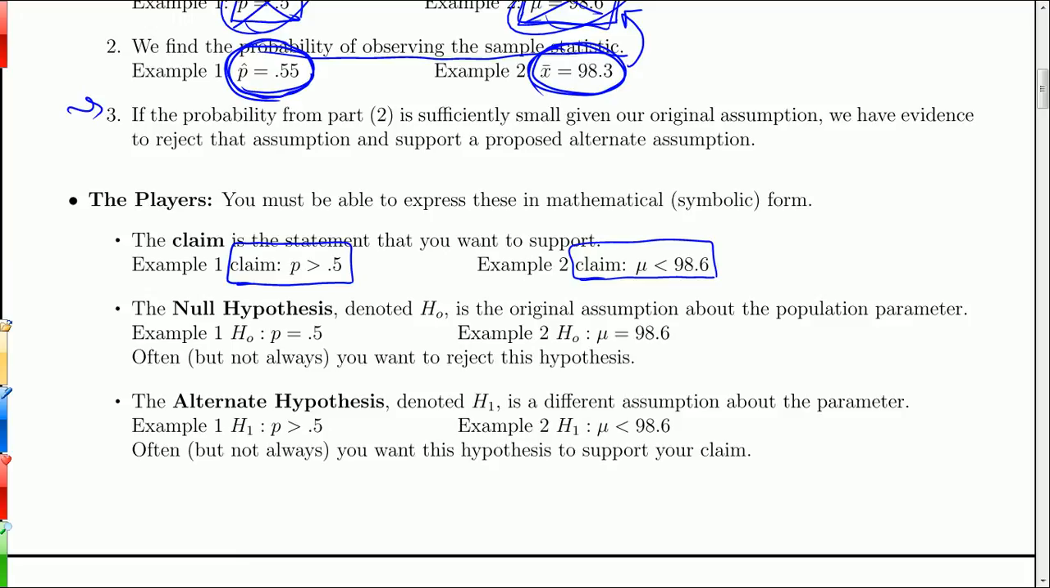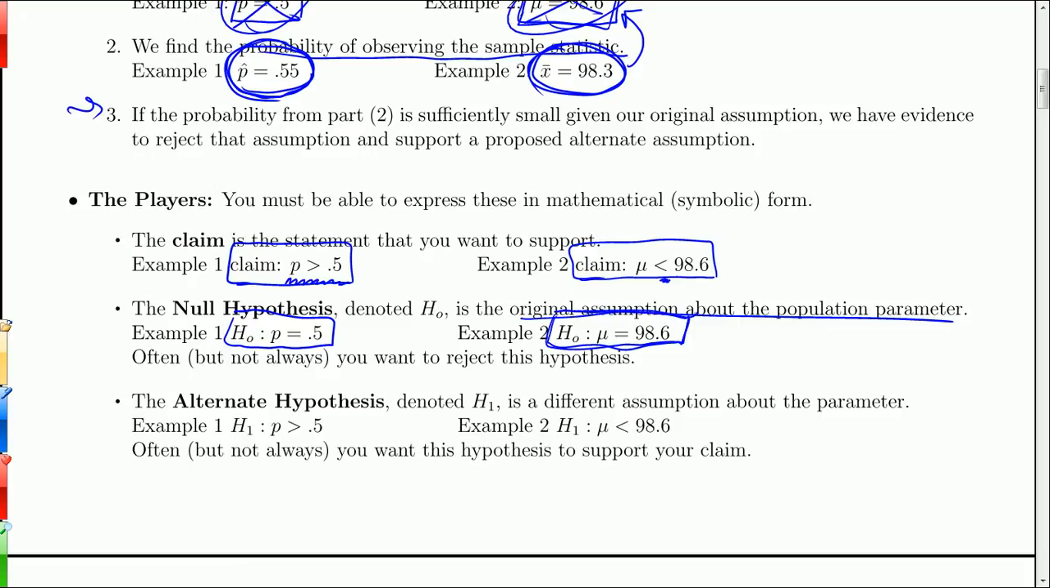The null hypothesis, denoted H naught or H sub 0, is the original assumption about the population parameter. Here I'm claiming that P is greater than 0.5, so let's set up the assumption that P equals 0.5. For example 2, let's set up the assumption that mu, instead of being less than 98.6, is actually equal to 98.6. Right?